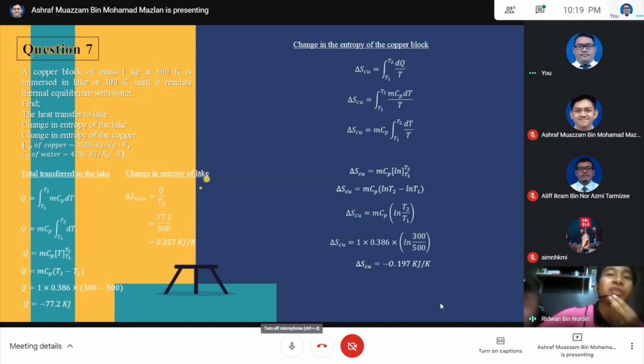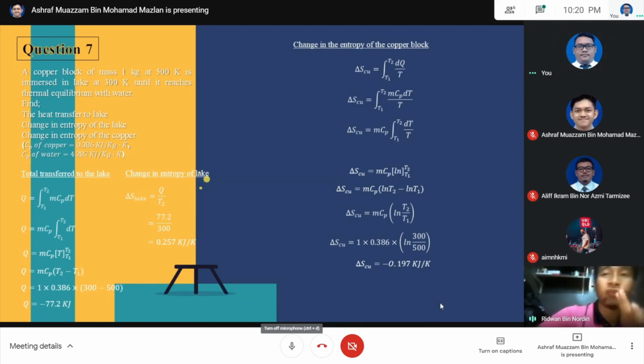The question wants us to find the total heat transfer to the lake, the change in entropy of the lake, and the change in entropy of the copper. So first, the total heat transfer to the lake, which is Q, the integral of MC dT. So we just integrate like usual. So we get the final answer: Q equals negative 77.2 kilojoule.